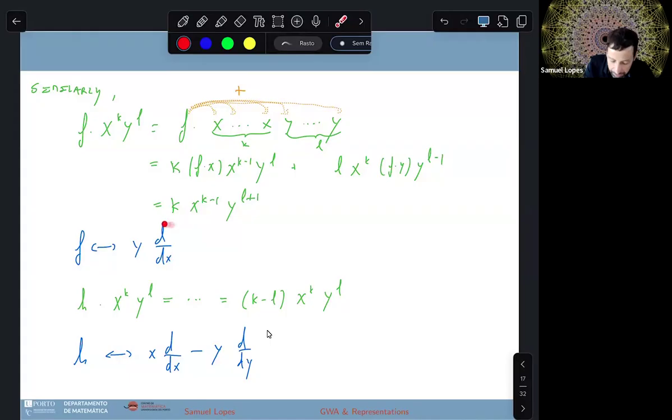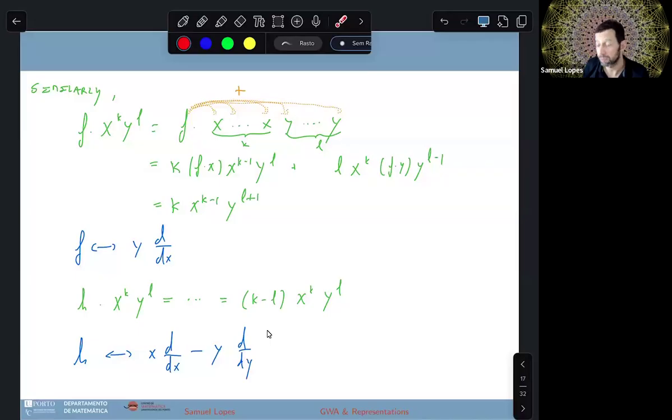So f is acting as this differential operator, and h is acting semi-simply again on these polynomials. You do the same calculation, and the end result is recording the exponent of x minus the exponent of y. So sometimes this is called kind of an Eulerian kind of derivation. So this is the corresponding differential operator. So now I have a very interesting action of the Lie algebra sl₂ on the polynomial ring in two variables.